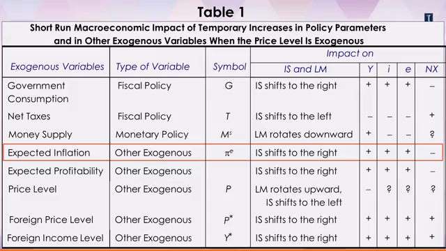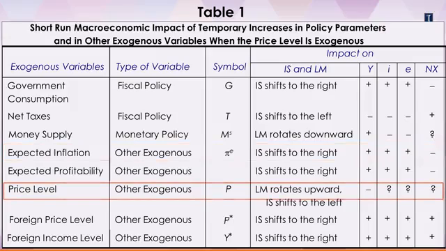As an exercise, take a look at the impact of expected inflation and see whether you understand the signs that I have on the right-hand side in response to an increase in expected inflation. Or, for example, the variable that we just examined, price level. See if it makes sense. As price level jumps up, what happens to the IS and LM curve, and also to the variables Y, I, E, and net exports. And make sure you understand why the effects on the last three variables are ambiguous.